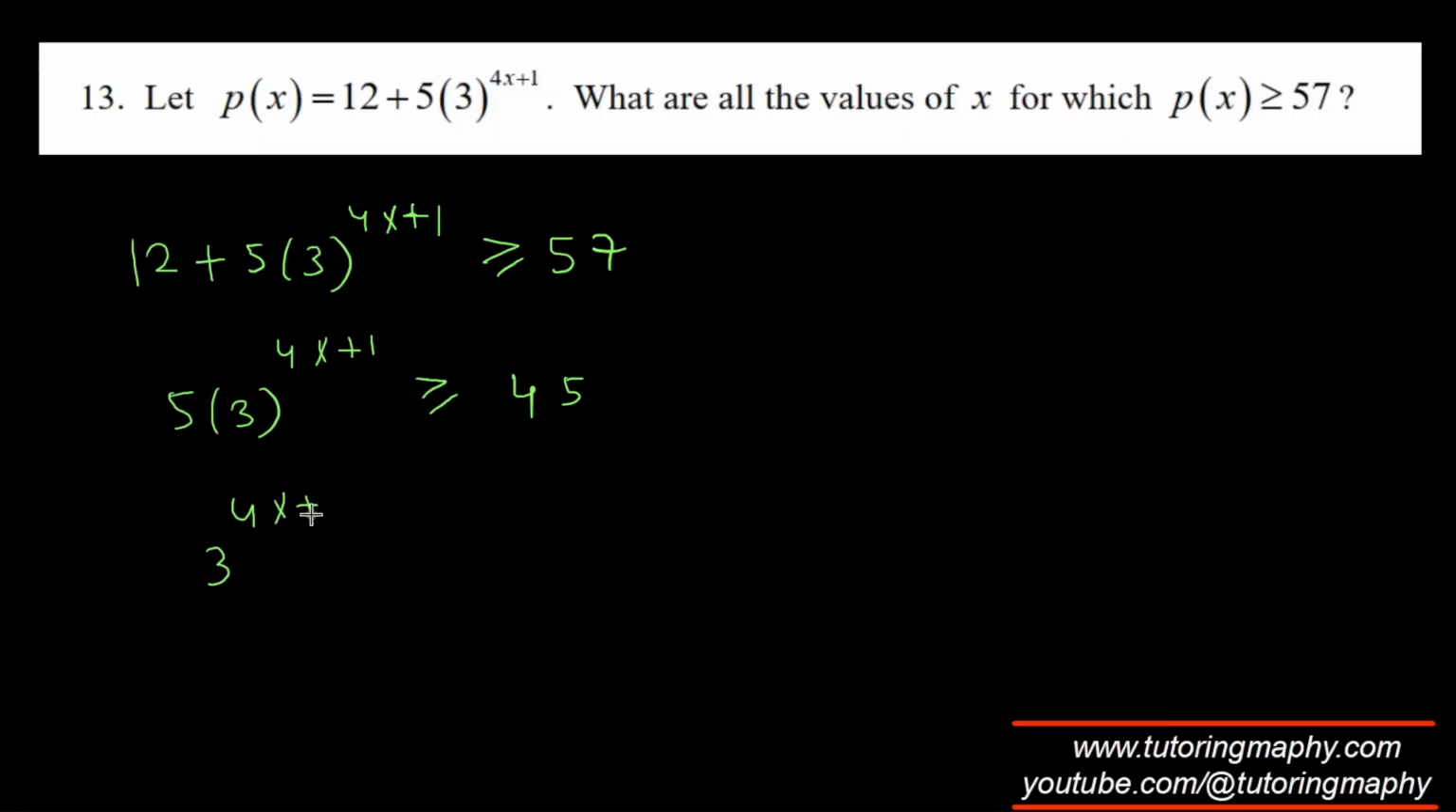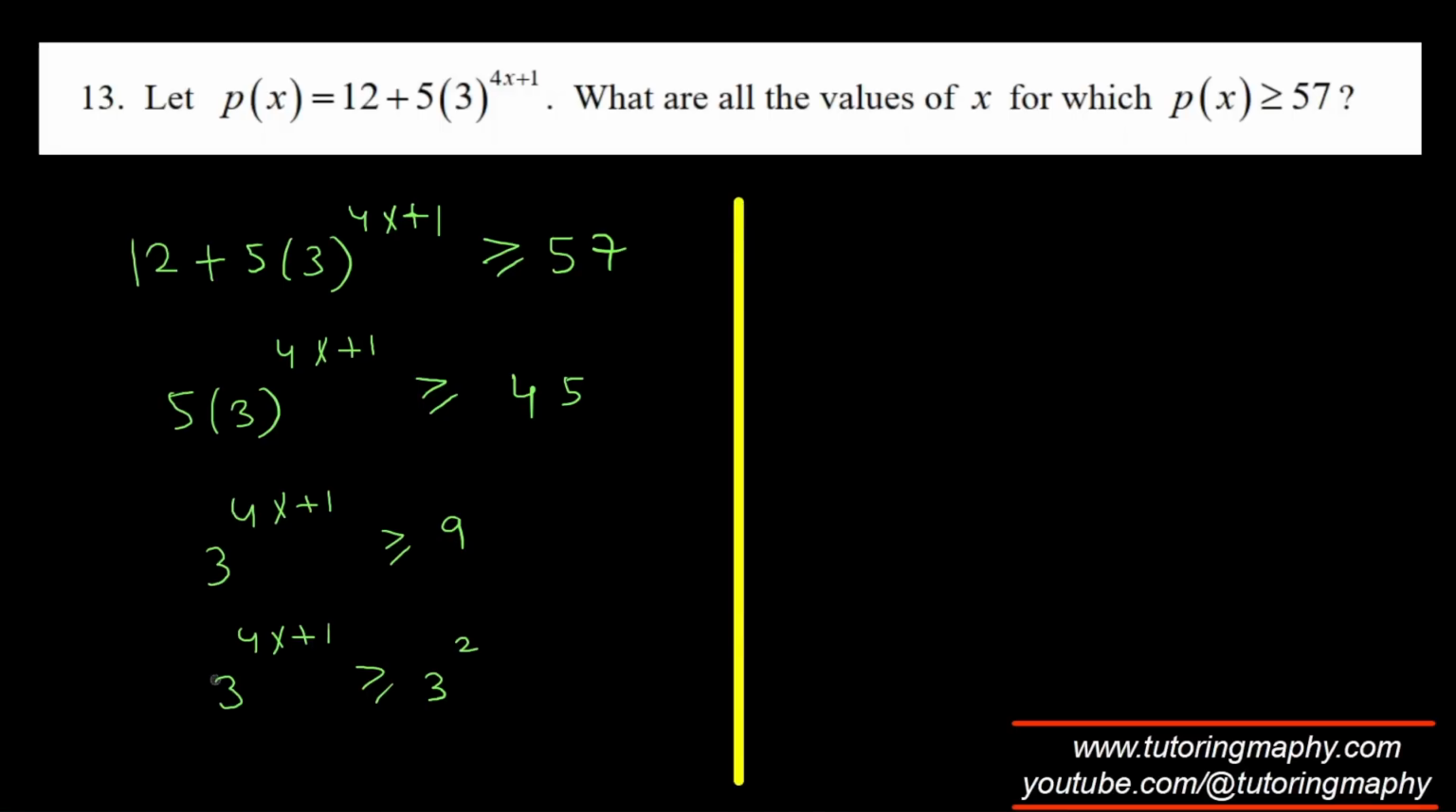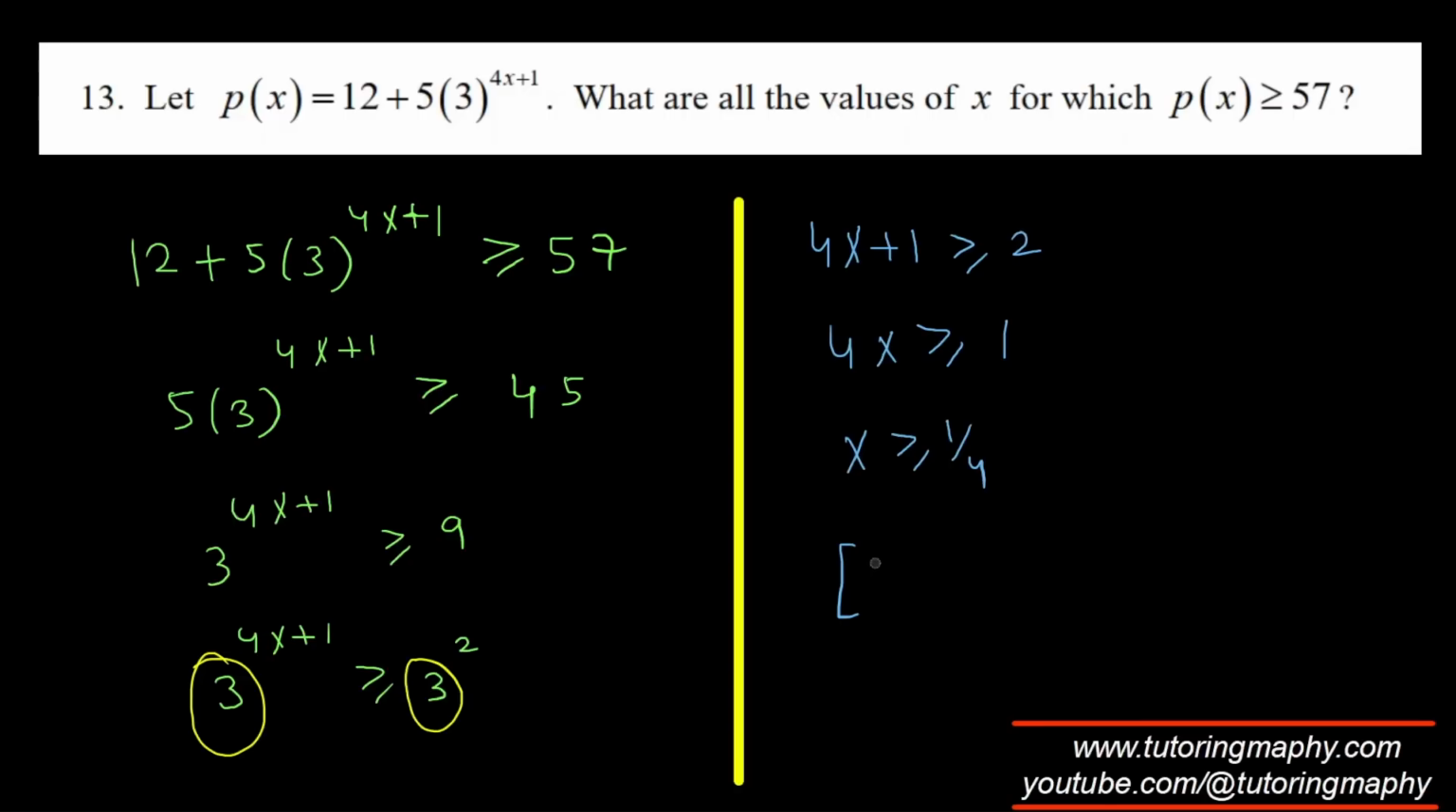Dividing both sides by 5, I have 5 times 9 is 45. So 3 raised to 4x plus 1 is greater than or equal to 3 squared. And now the same condition, that if the base of the exponent is greater than 1, which it is in this case, we can just compare the power with the same inequality sign. So 4x plus 1 should be greater than or equal to 2, which means that 4x is greater than or equal to 1. So x is greater than or equal to 1 over 4, or in interval notation, it is bracket 1 over 4 to infinity.